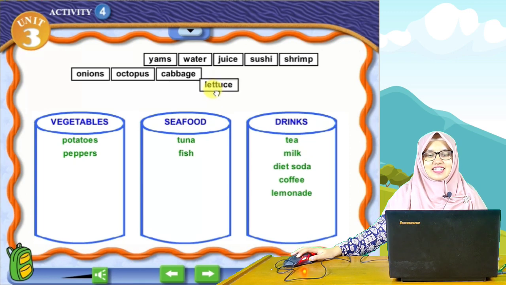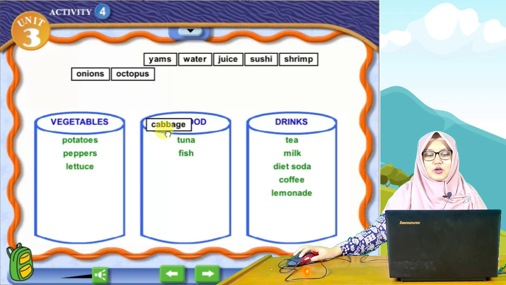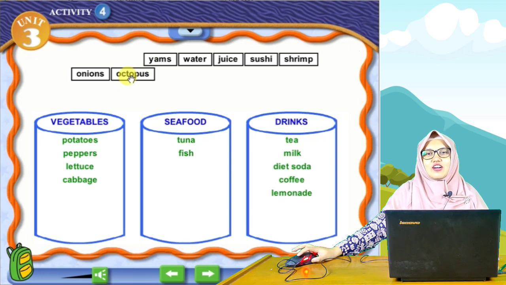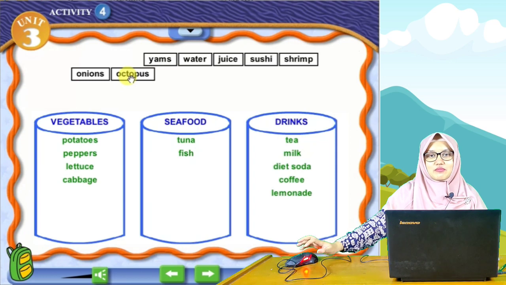Lettuce, selada. Cabbage, kol. Octopus. Ada yang suka nangkep ubur-ubur nggak? Octopus itu apa? Temennya ubur-ubur, ubur-ubur versi kecil. Kalau nggak salah gurita. Oh iya, gurita apa cumi-cumi gitu ya. Pokoknya yang bisa dimasak.